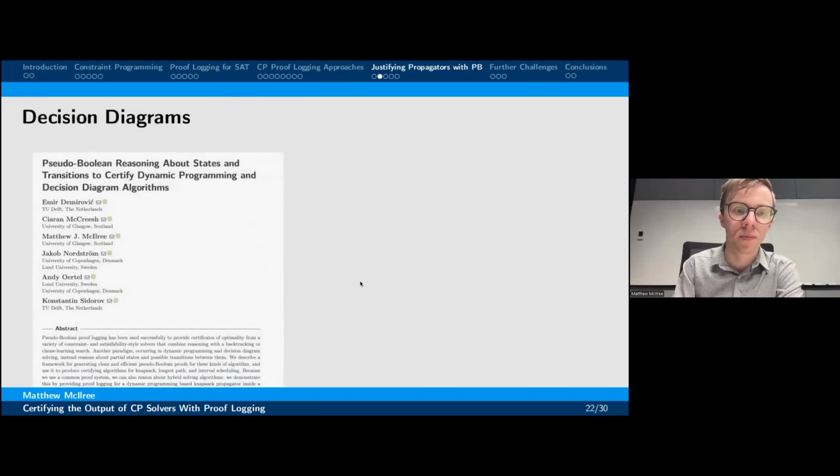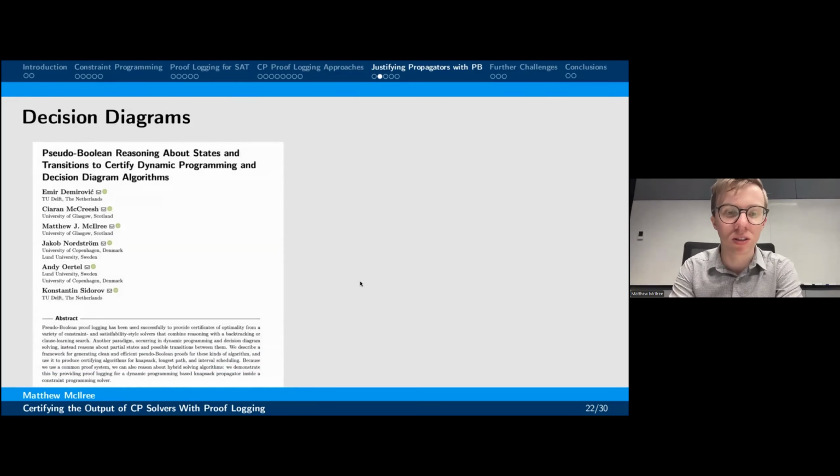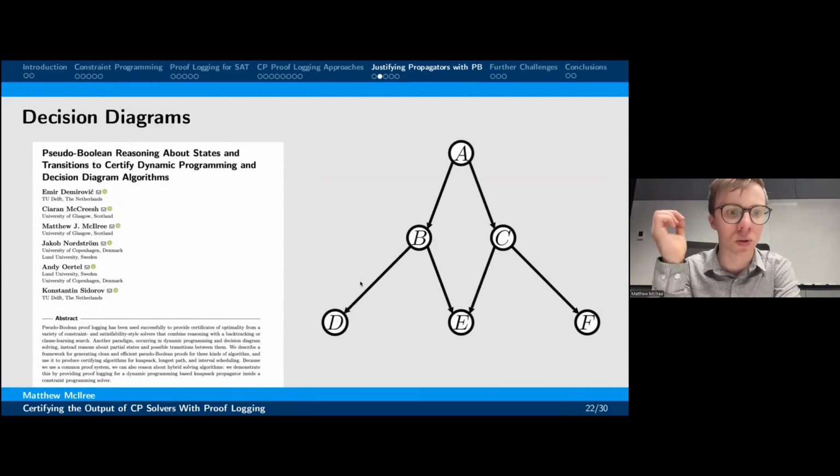So this is one thing. Another somewhat similar thing, although the focus of this paper was slightly different, that we can guarantee is that if you can express the action of your solver in terms of a decision diagram algorithm, and you can efficiently express this decision diagram inside the proof system, then you can also proof log that as well.